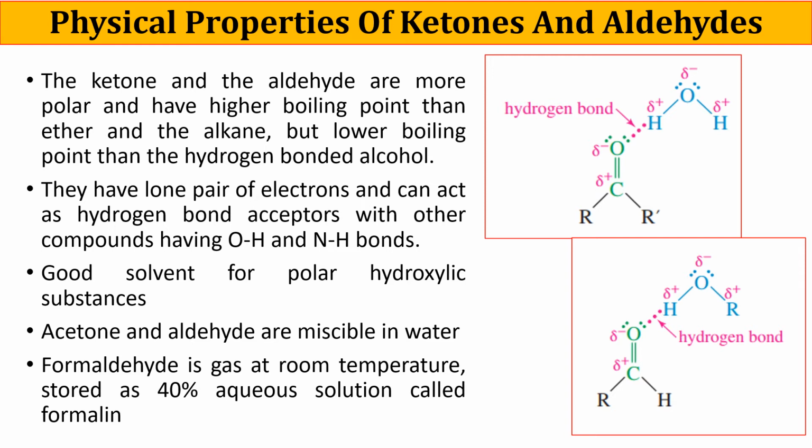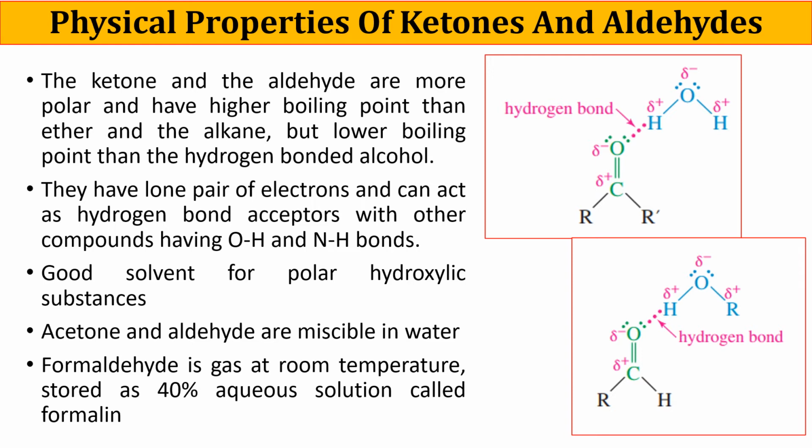They have lone pairs of electrons and can act as hydrogen bond acceptors with other compounds having oxygen-hydrogen or nitrogen-hydrogen bonds. For example, the hydrogen of water or an alcohol can form a hydrogen bond with unshared electrons on a carbonyl oxygen atom. Because of this hydrogen bonding, ketones and aldehydes are good solvents for polar hydrophilic substances such as alcohol. They are also relatively soluble in water. Aldehydes and acetone are miscible with water in all proportions.